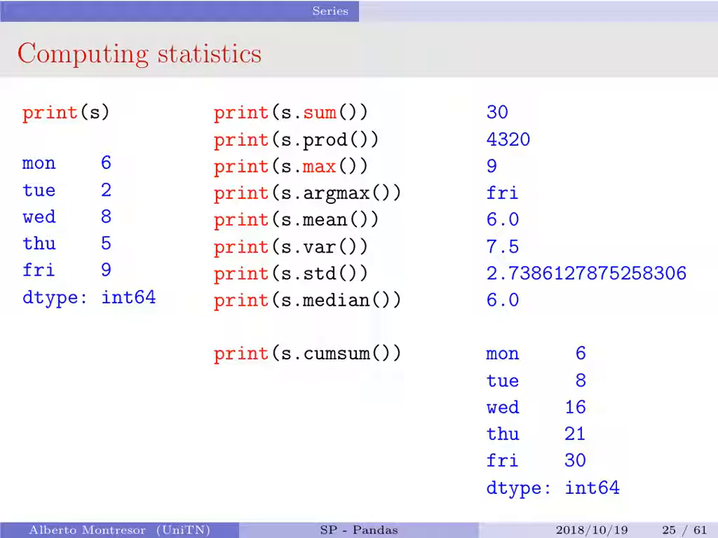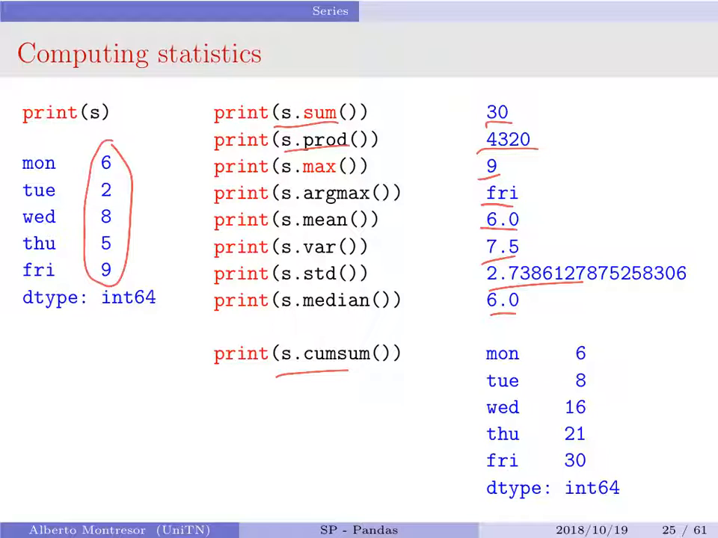So you can also do a lot of statistics over the data set, over the series. So if this is the usual series, then you can compute the sum of all the elements, the product, not so useful, but could be important, of all the elements, the maximum, the arg maximum, which gives you the label where the maximum is, or I guess, I don't remember exactly, the first label where the maximum is, the mean, the variance, the standard deviation, the median, and the cumulative sum, which is the sum of all the elements from the beginning to the end.